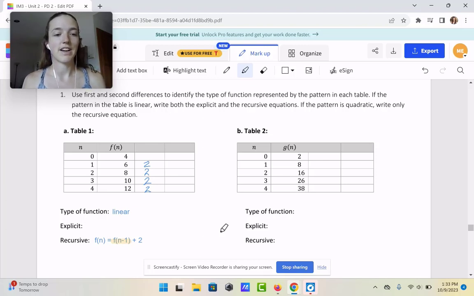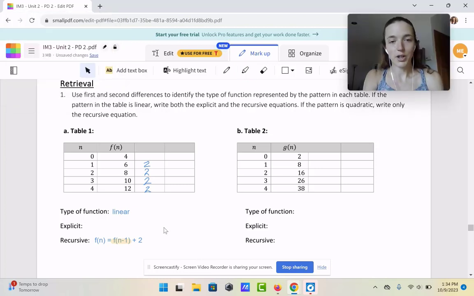So if I'm trying to find f of 4, I'm going to take f of 3 and add 2 to it. If I want to find f of 10, I'm going to take f of 9 and add 2 to it. So recursive just means building on the previous output.